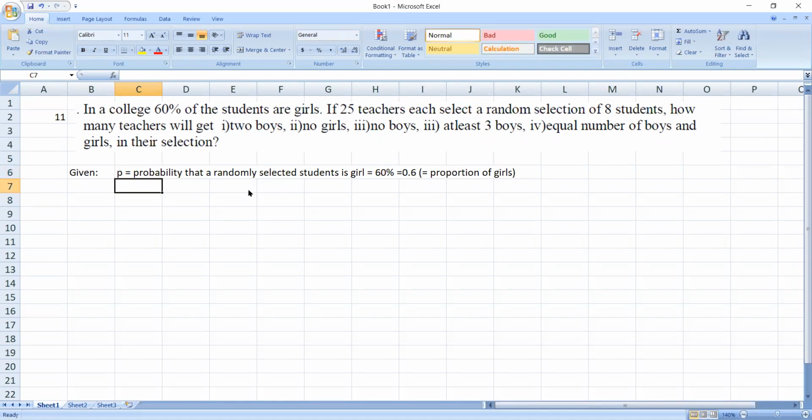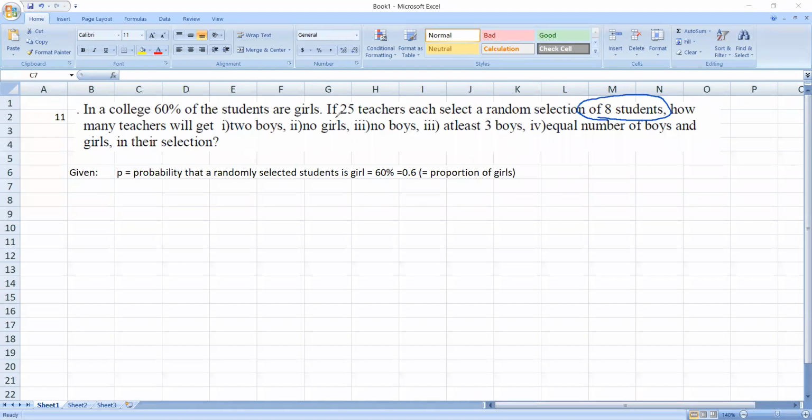Now, if you look into the next statement, 25 teachers each select a random selection of 8 students. So always our binomial is defined as n times Bernoulli. So here the experiment is selecting a student and then observing whether the student is a boy or a girl. Since we are talking about P as selecting a girl student, here I say success if I select a girl student, failure if I select a boy student. Now since we are dealing with selection of the students, your X will be how many girls you are selecting out of a certain number of students.